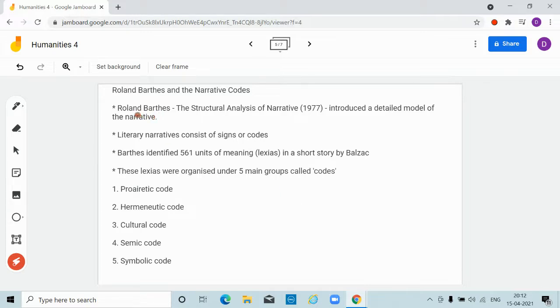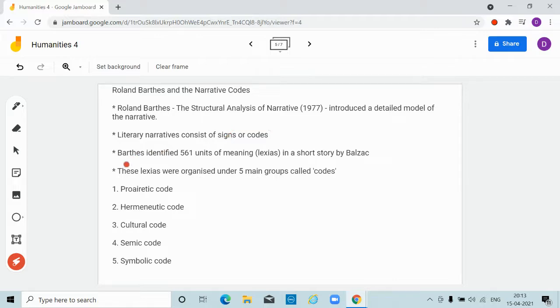Now, Roland Barthes was a very famous French literary critic. He was very influential during the 20th century. His most famous work, The Structural Analysis of Narrative, was published in the year 1977. In this work, he introduced a detailed model of the narrator. Now, what did he have to say in this work? What were his observations? He said that literary narratives consist of signs or codes.